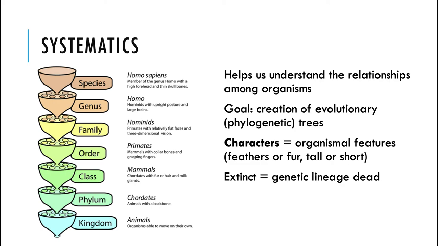Just some words that you should know. Extinct, which you probably already know, just means that the lineage is dead. They're no longer around, right? But a word you may have not heard before, which you should definitely commit to memorization, is extant. That means that the organism's still living, right? So it's the opposite of extinct.